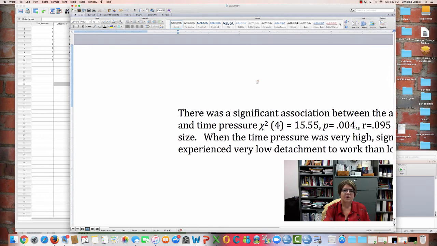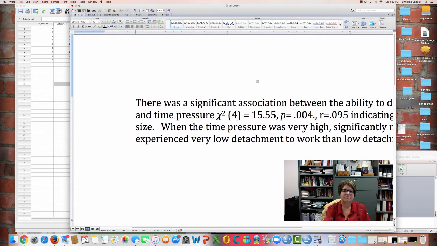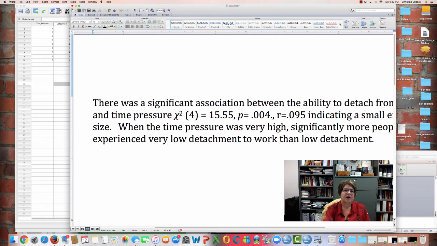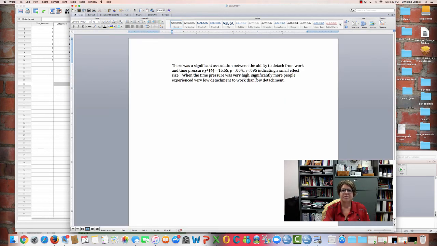All right, so we do have an overall association. There was a significant association between the ability to detach from work and time pressure. Now look, I've got my numbers in there to back up that statement. There's a significant result because of this P. There's our chi-square, degrees of freedom 4 equals 15.55, right? P equals, because that's our P. And then I put in the R, which was that phi number, 0.095, indicating a small effect size. So we have a significant result, but a small effect size.